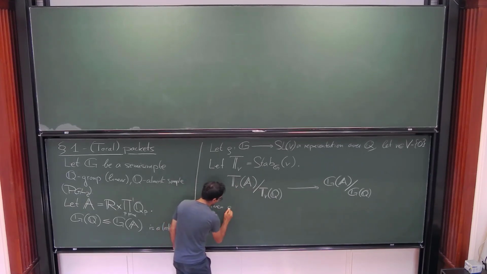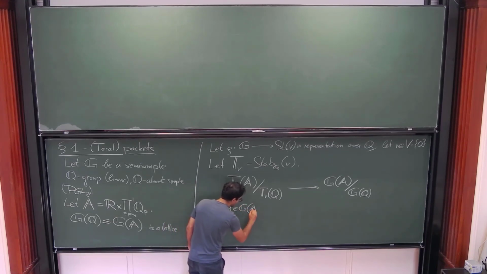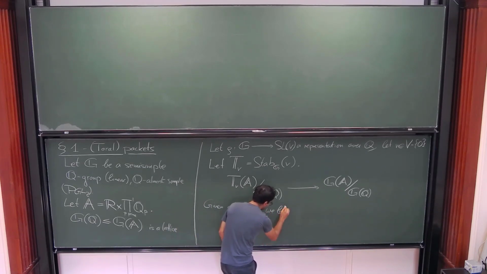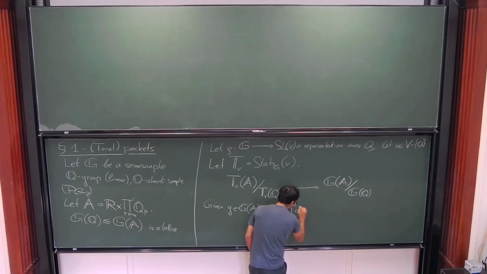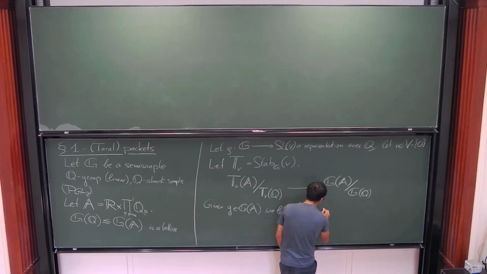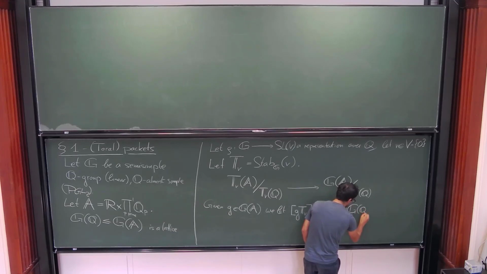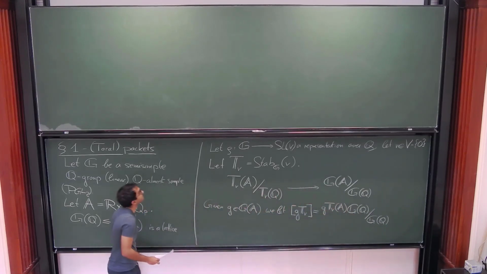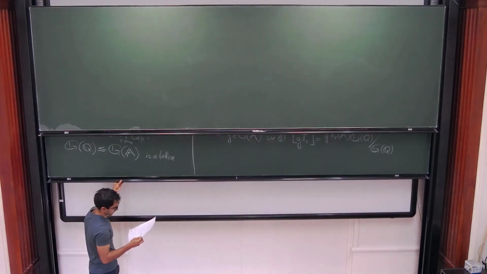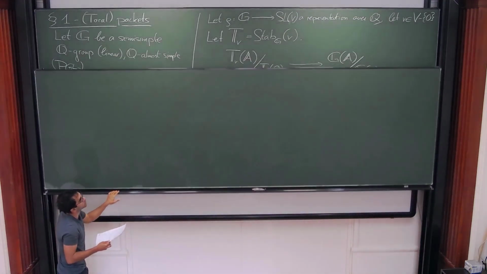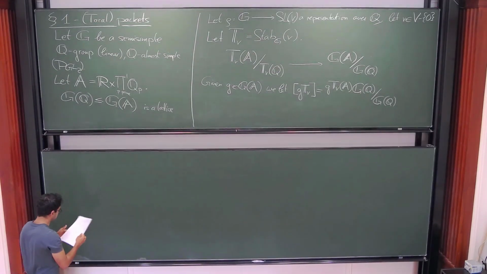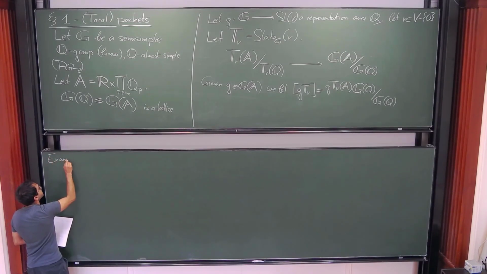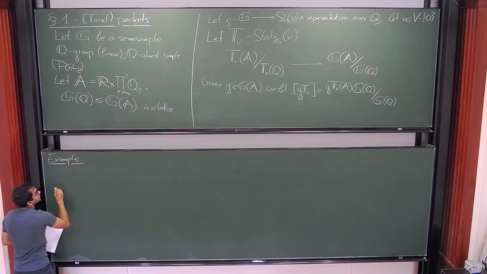And given g in the adelic points of G, we let gTV be the set which is the translated identity coset. Okay. So I will spend some time on the example, which is the most crucial to us. Where also this notation will be appropriate.